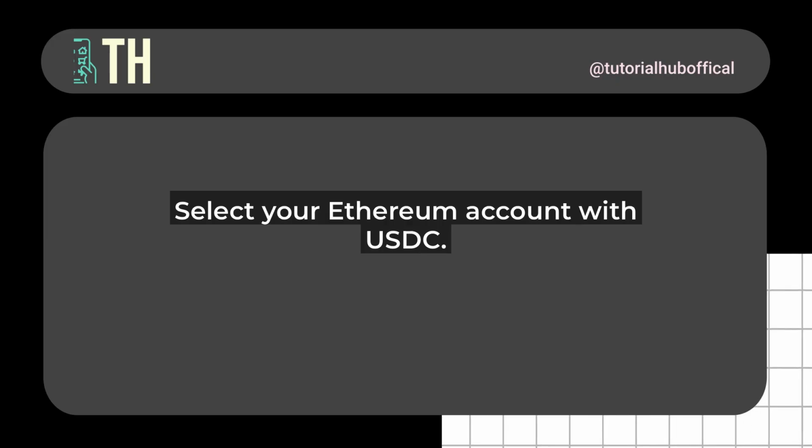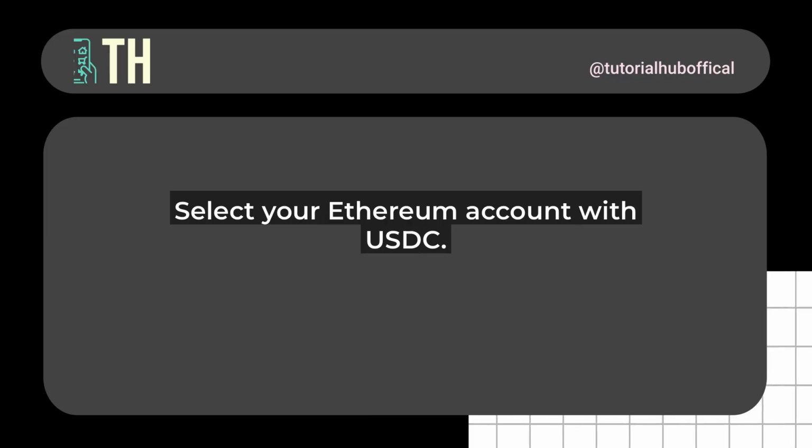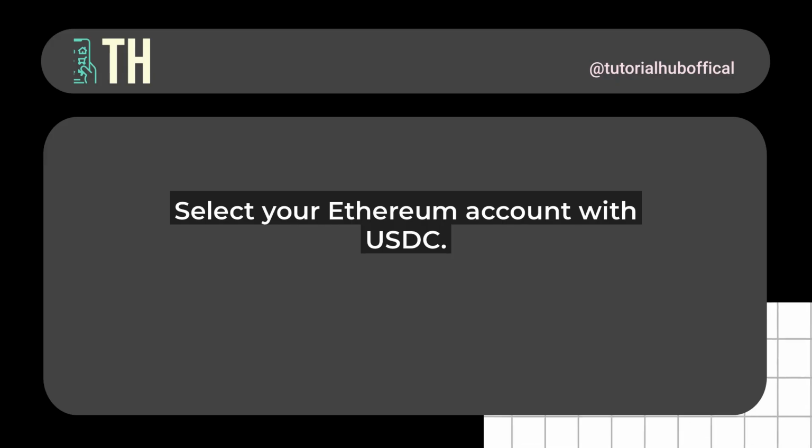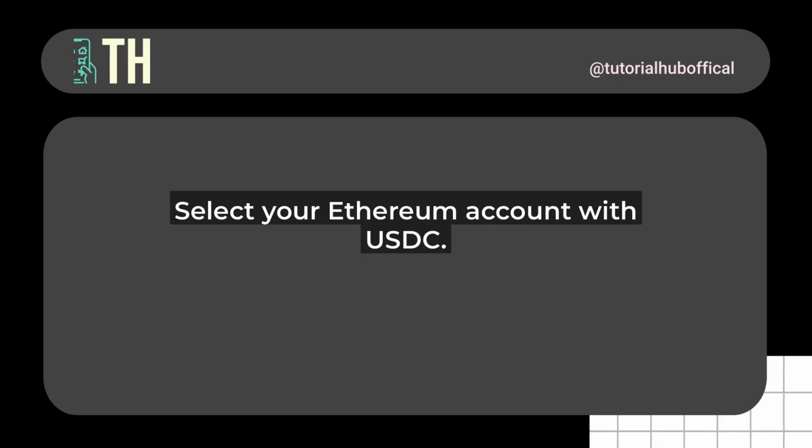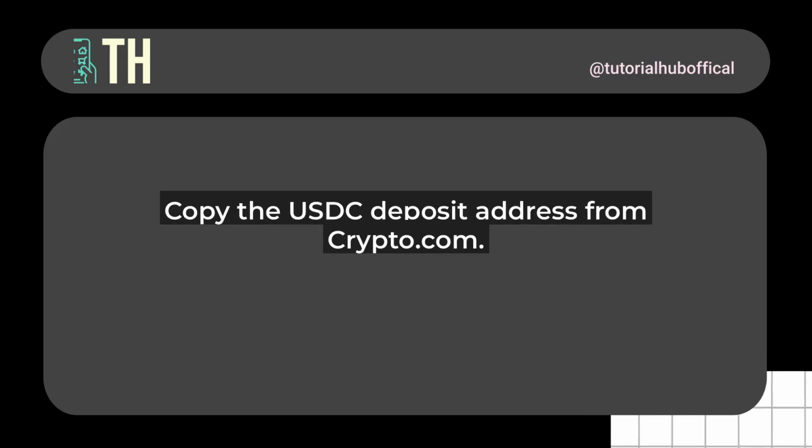Step 2. In Ledger Live, go to the Accounts section and select your Ethereum account that holds the USDC. Now, hit the Send button. You'll need to enter the recipient's address, so switch over to your Crypto.com app or website. Log in, navigate to your wallet, and copy the deposit address for USDC. Make sure it's the correct one to avoid any mishaps.